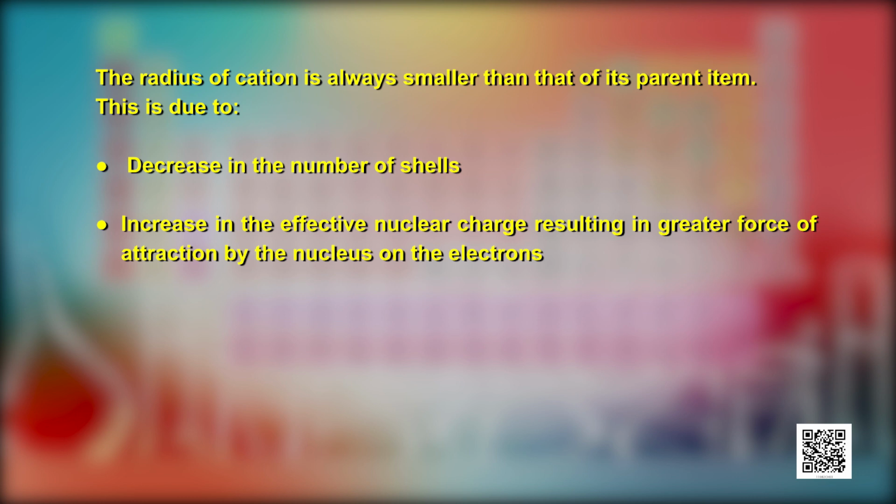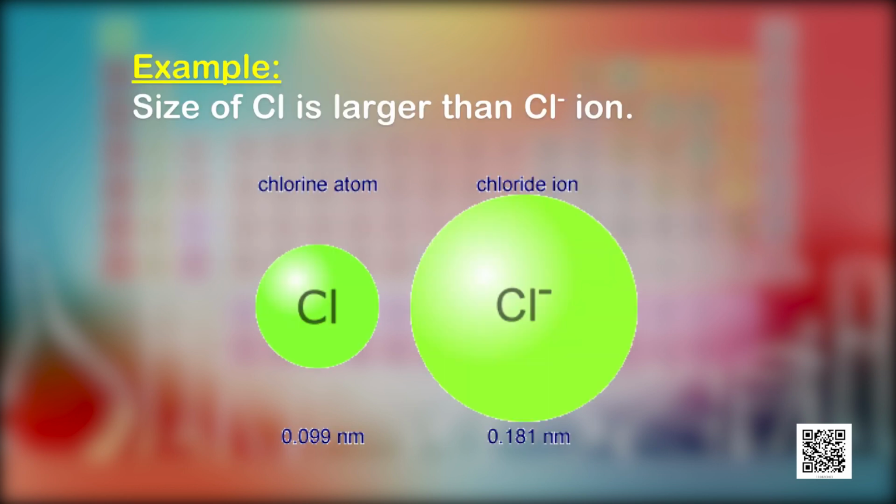On the other hand, formation of an anion involves gain of electrons. An increase in electrons results in a decrease of effective nuclear charge per electron and thus results in an increase in the size. Ionic radii, just like atomic radii, follow the same trend across a period and down the group. That is, decreases across a period and increases down the group.